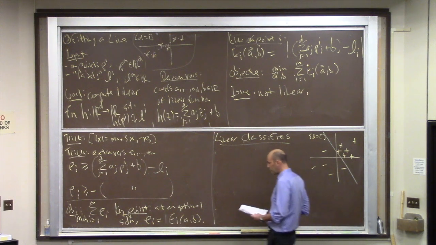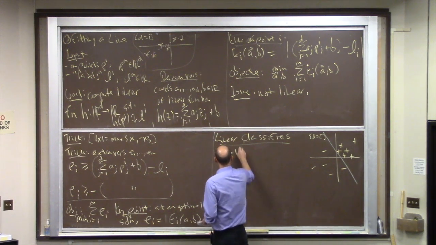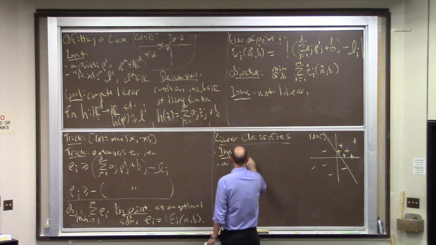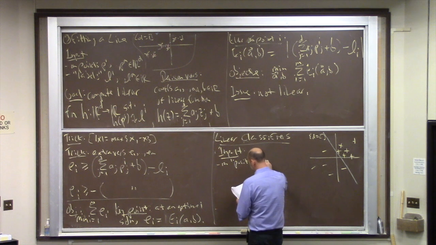Okay. All right, so a little more formally. So the input, you have m positive points.